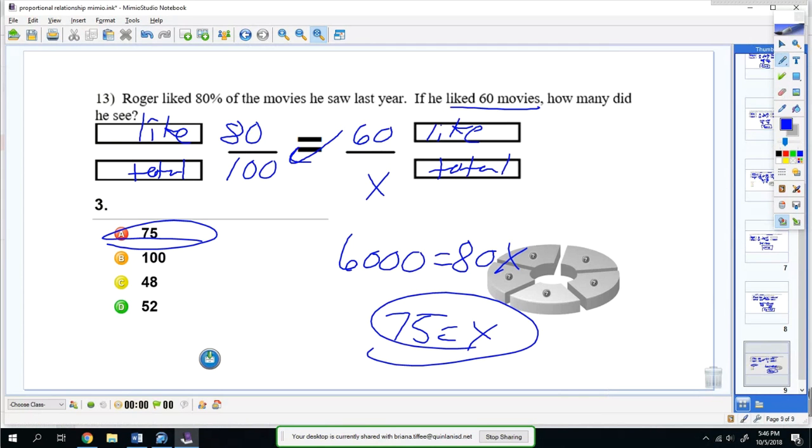Okay, that's it. I love setting proportions. If you don't know how to do this, please ask, because from now on, you will see proportions a lot. About 70% of the STAAR test is proportions. So if you need help, please let us know. Thank you.